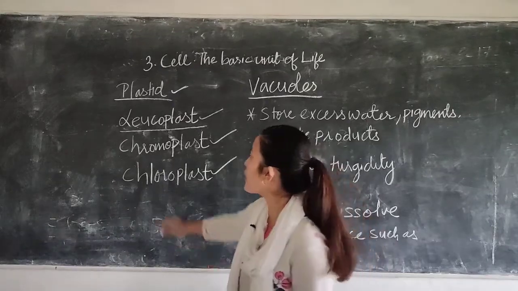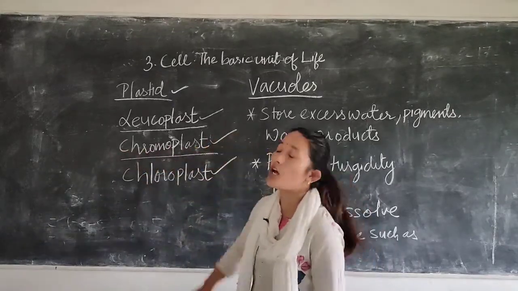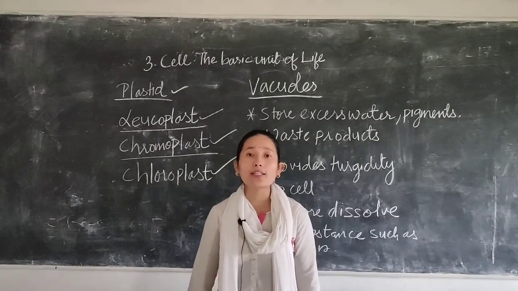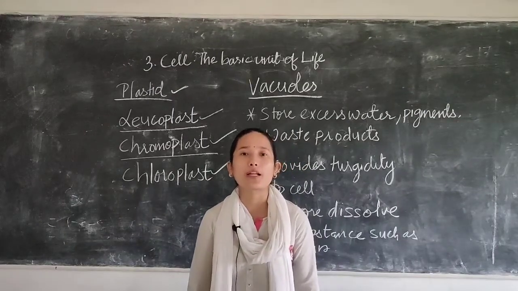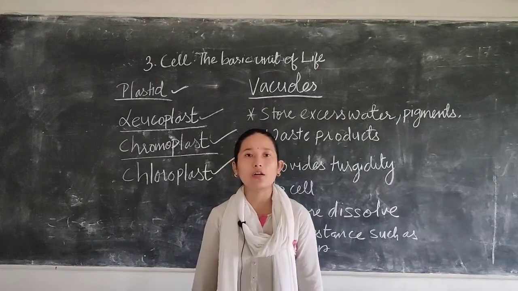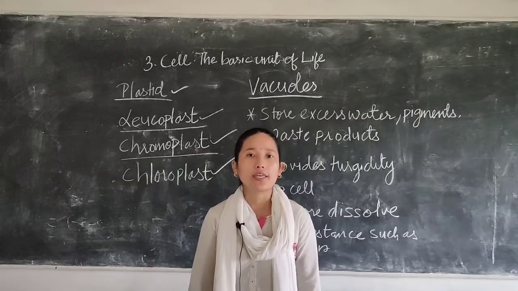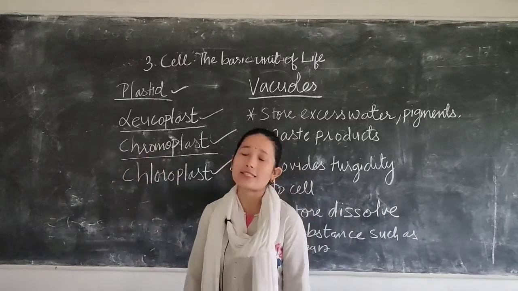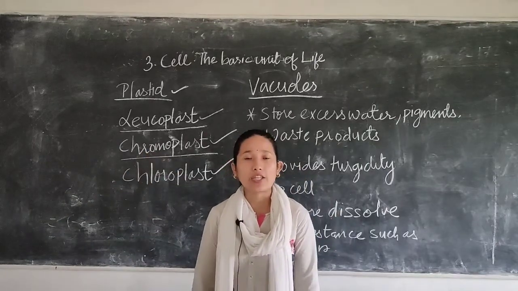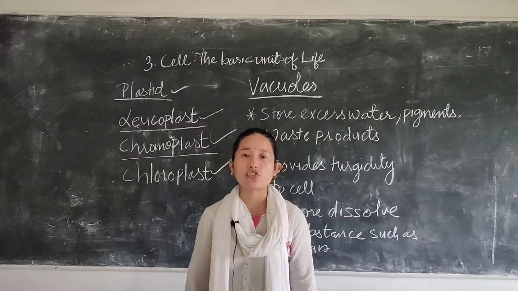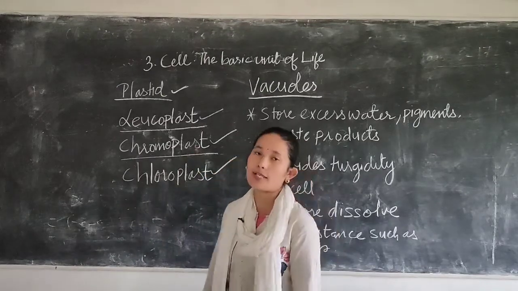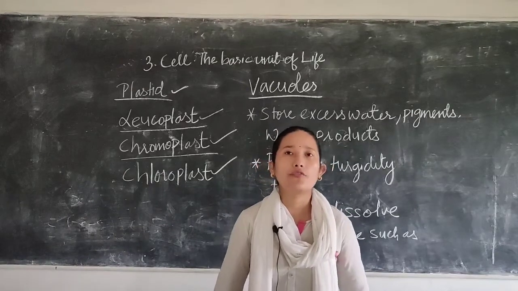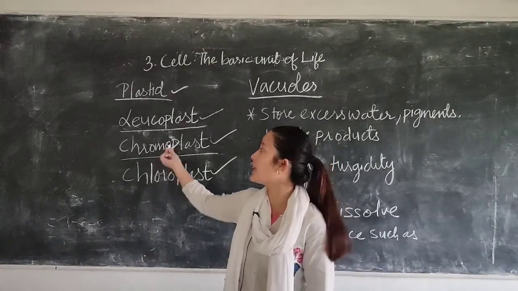Now next, moving on to the chromoplast. Chromoplast is a colored plastid and it provides color to the different parts of the plant like flowers and fruits. The kinds of pigment present in chromoplast are carotene and xanthophyll. These are the pigments which provide color to your fruits and flowers.